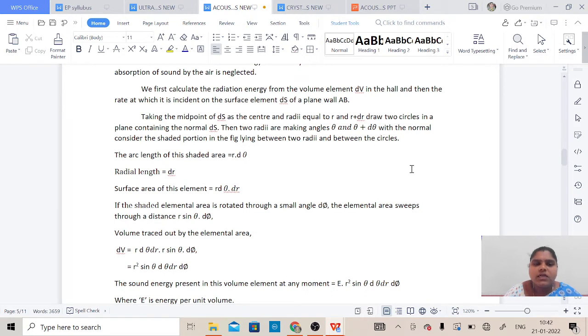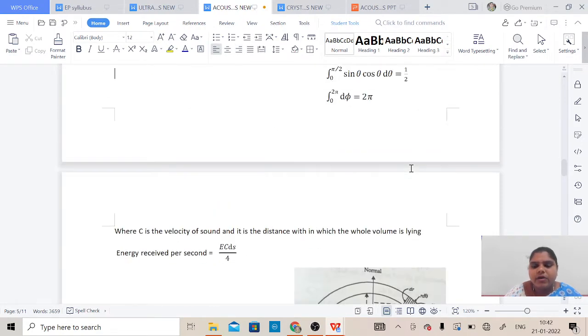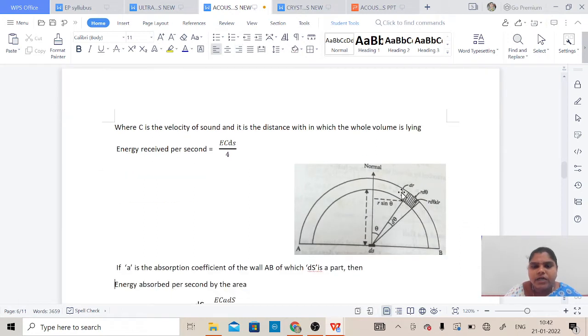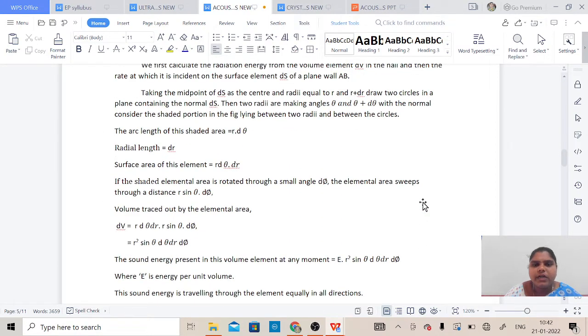With the normal, consider the shaded portion of the figure lying between the two radii and between the circles. We are considering this shaded part particularly. The arc length of the shaded area is r d theta, and the radial length is dr. The surface area of this element is r d theta into the radial length dr.